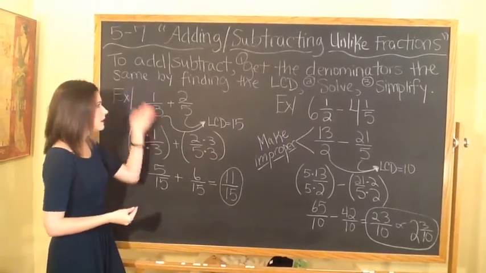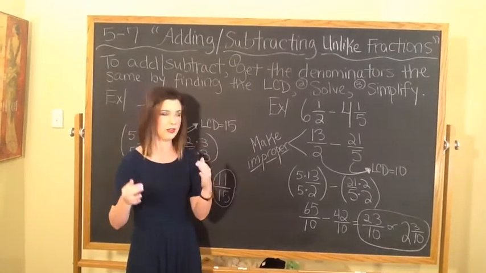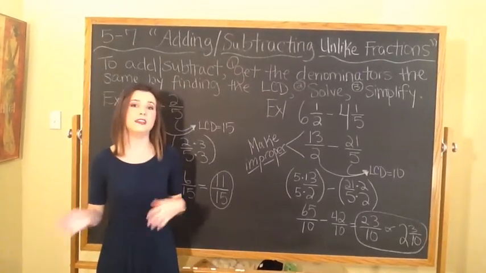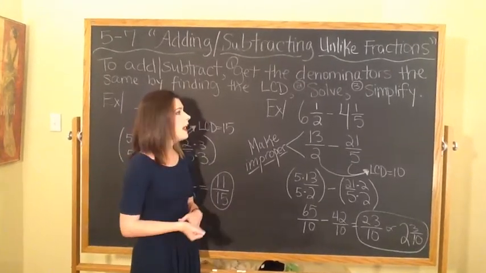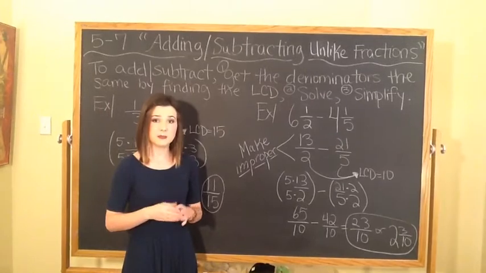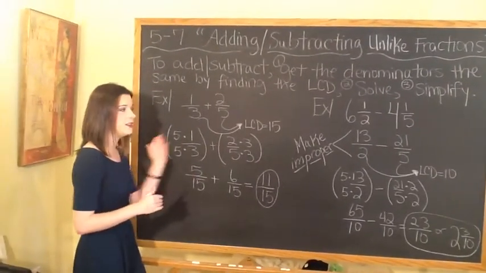So basically we need to make sure that our denominators are the same and we change our numerators accordingly. And then we solve, whether it's adding or subtracting or adding negative numbers or anything like that. And then you simplify at the end. So always check to make sure your answer is in simplest form because you always have to have it in simplest form. Alright, let's look at two examples up here.